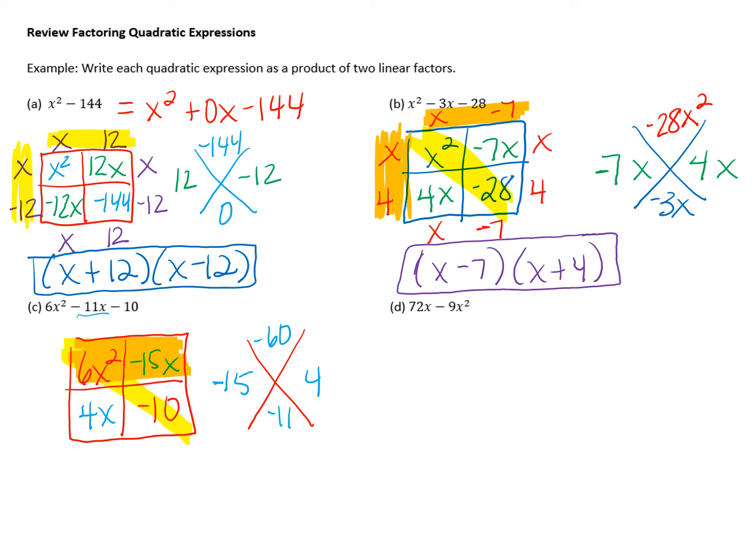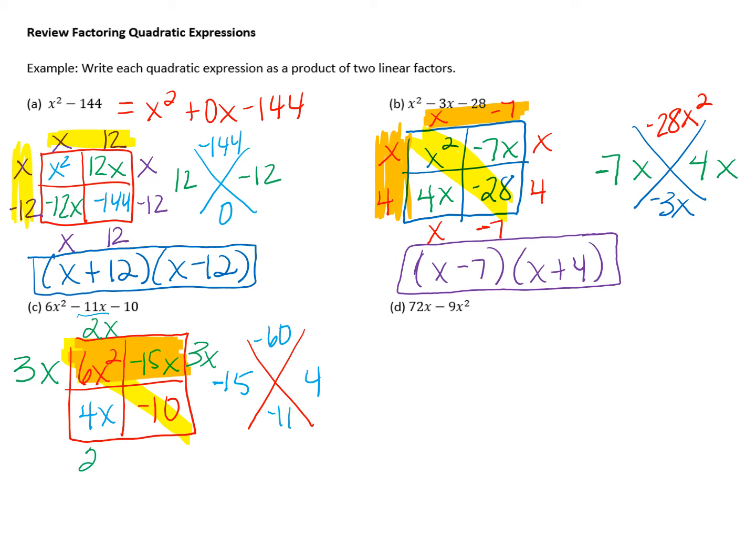So what are 6 and negative 15 both divisible by? I believe that's 3, and they both also contain an x. So if I've got my 3x there, that means I would put a 3x on this side as well. So 3x times what gives me 6x squared? So that's going to be a 2 and an x.